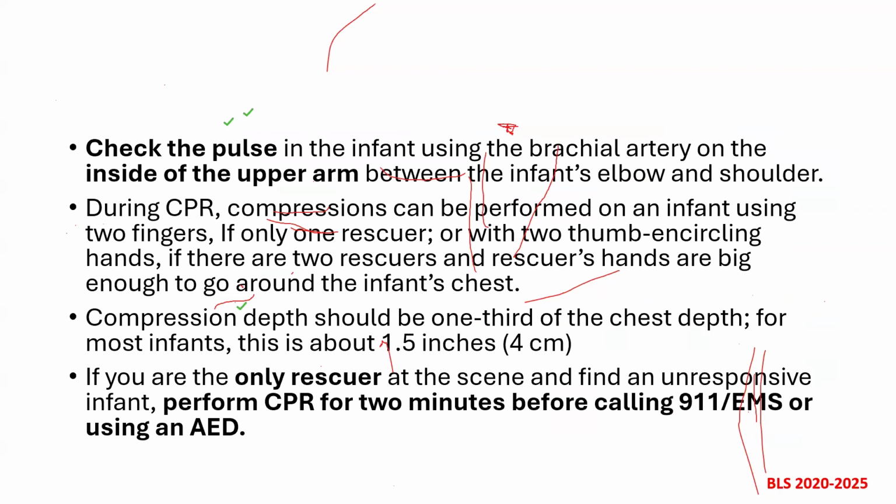During CPR, compressions can be performed on an infant using 2 fingers. If only one rescuer, that's 2 fingers, or 2 thumb encircling hands if there are 2 rescuers. The rescuer's hands are big enough to go around the infant chest. Compression depth should be 1/3 of the chest depth. For most infants, it's about 1.5 inches, that is 4 centimeters.